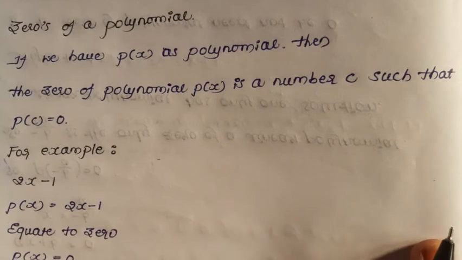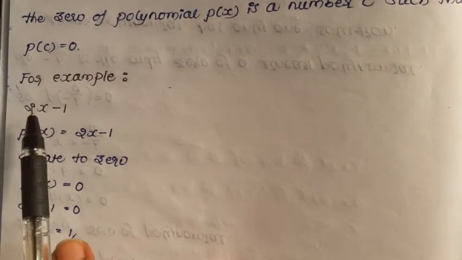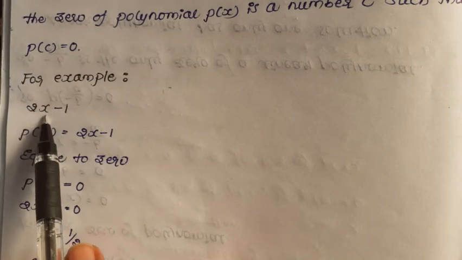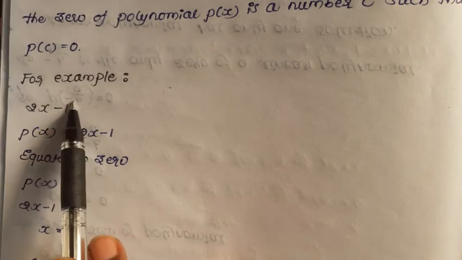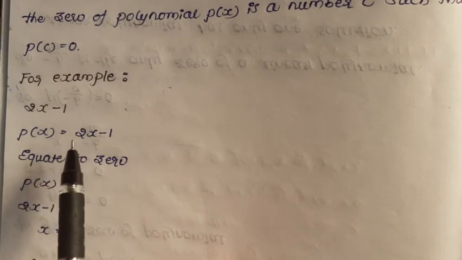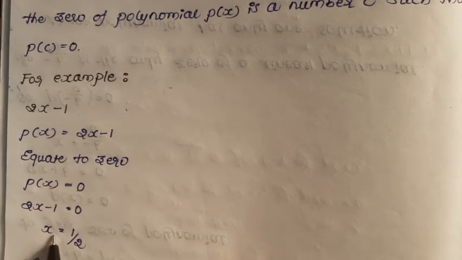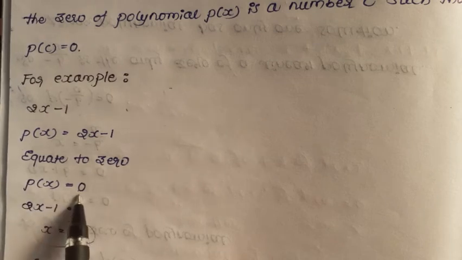For example, if I have 2x minus 1 as the polynomial, then we need to find the value of x such that the expression value becomes 0. To find that, we just equate the polynomial to 0. By equating to 0, we get the value of x. For this value only, we get the expression value as 0. So this point is called the zero of the polynomial.